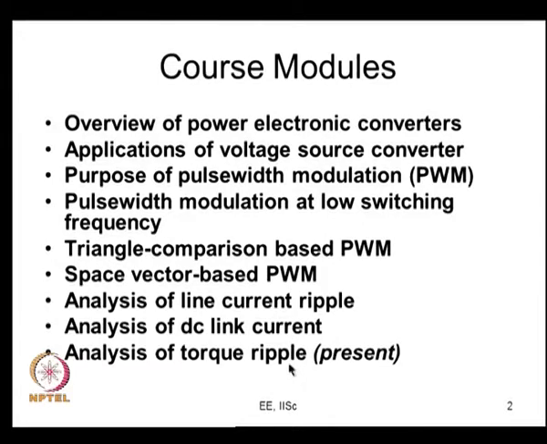If only fundamental current were flowing and there were only fundamental flux in the machine, there would be a fixed torque, with no ripple. Because of harmonics in the fluxes and currents, you actually get the ripple. So, today we will start with that.